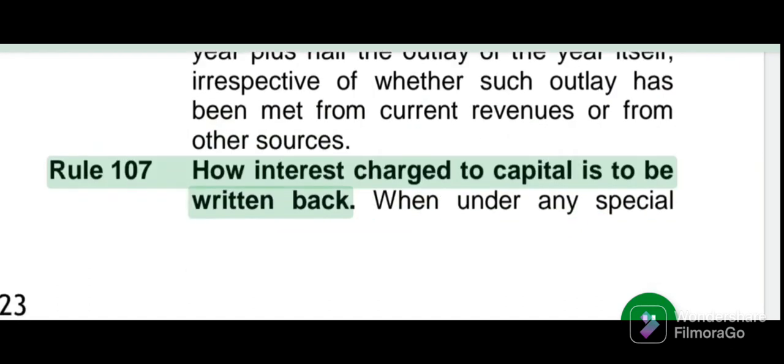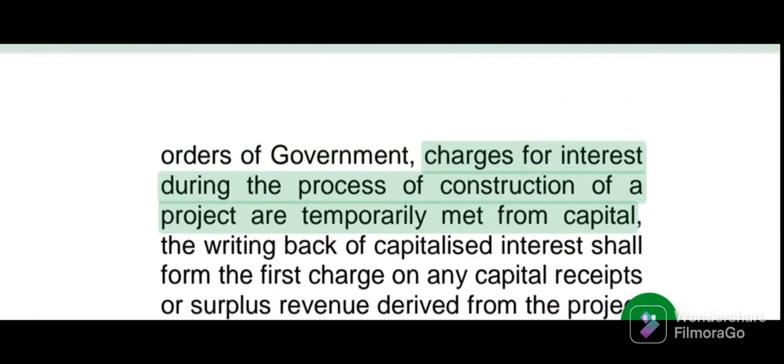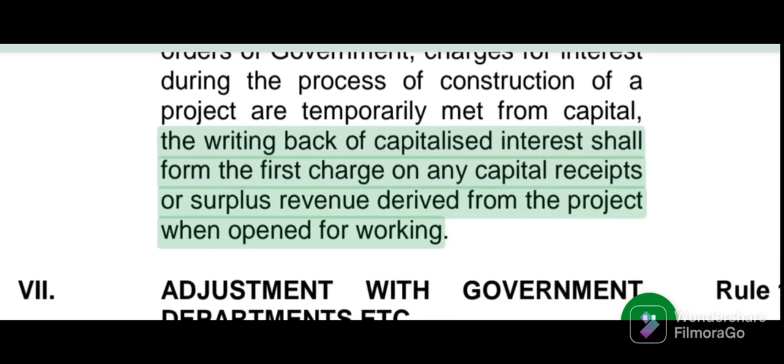Rule 107: How interest charged to capital is to be written back. When under any special orders of government, charges for interest during the process of construction of a project are temporarily met from capital, the writing back of capitalized interest shall form the first charge on any capital receipts or surplus revenue derived from the project when opened for working.